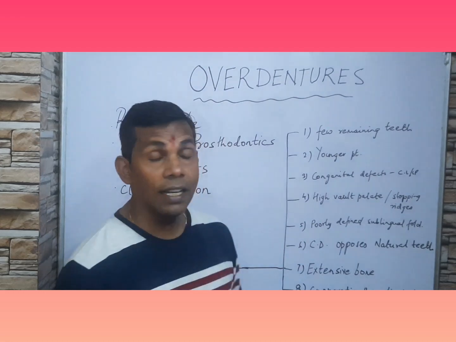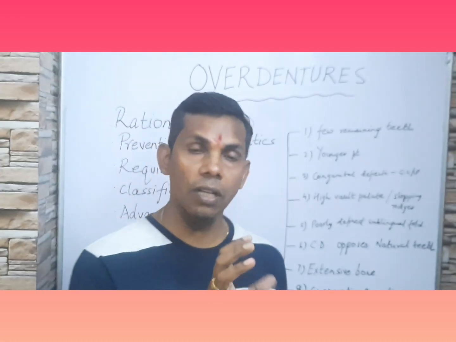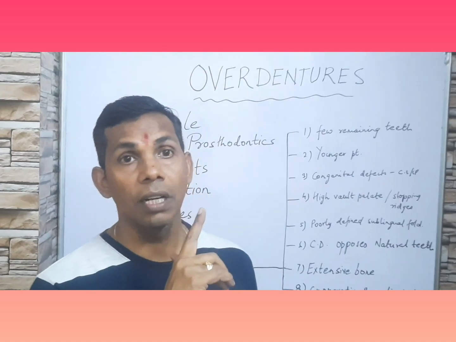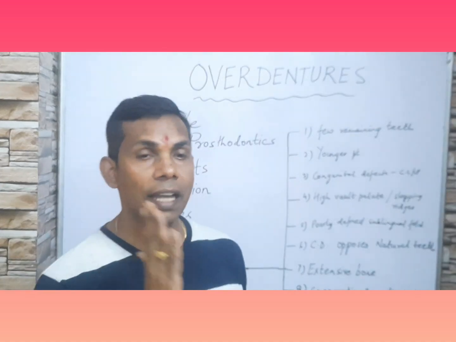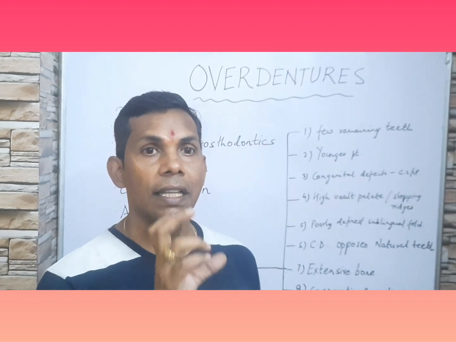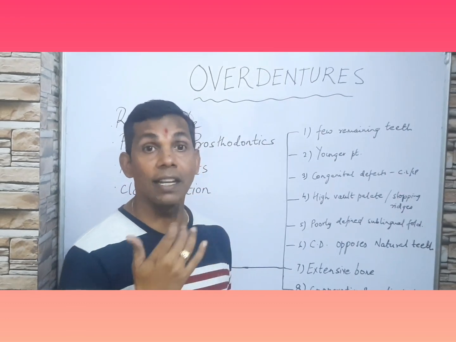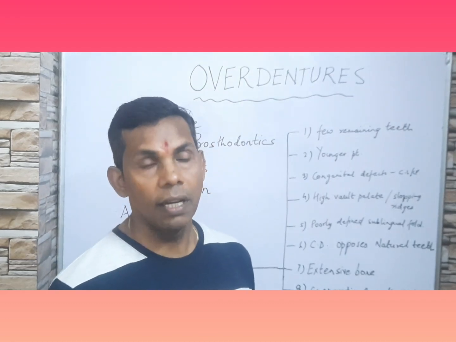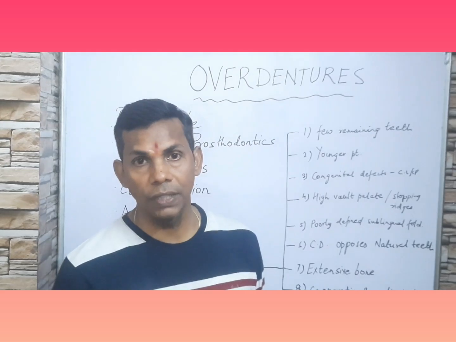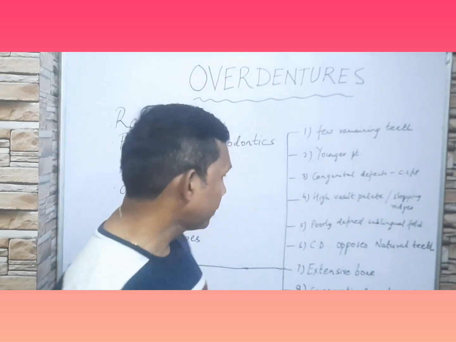Next is in cases where you have a complete denture which is opposing a natural teeth. So where you are having a complete denture, in those cases, if there is a root or even a single tooth, preserve that, because that will help in a better acceptance from the patient. You will have a better maintenance of the vertical height.